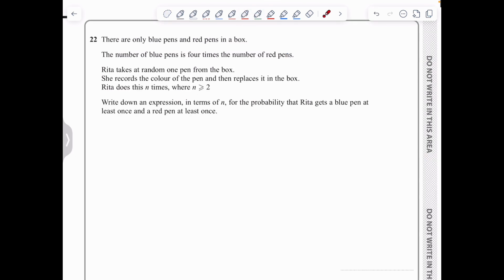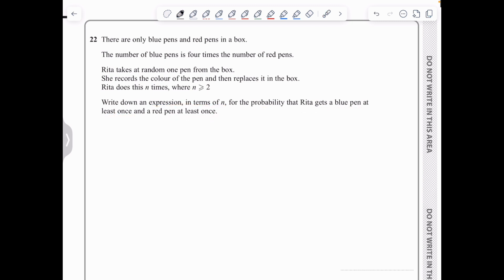In 22, we've got only blue pens and red pens in a box. Now the number of blue pens is 4 times the number of red pens. Rita will take at random 1 pen from the box. She records the color and replaces it in the box. She will do this n times, with n being greater than or equal to 2. And we need to write down an expression in terms of n for the probability that Rita will get a blue pen at least once and the red pen at least once.